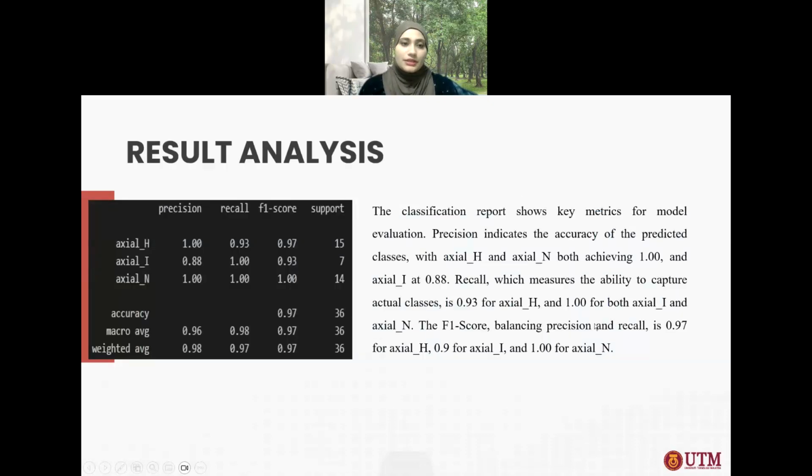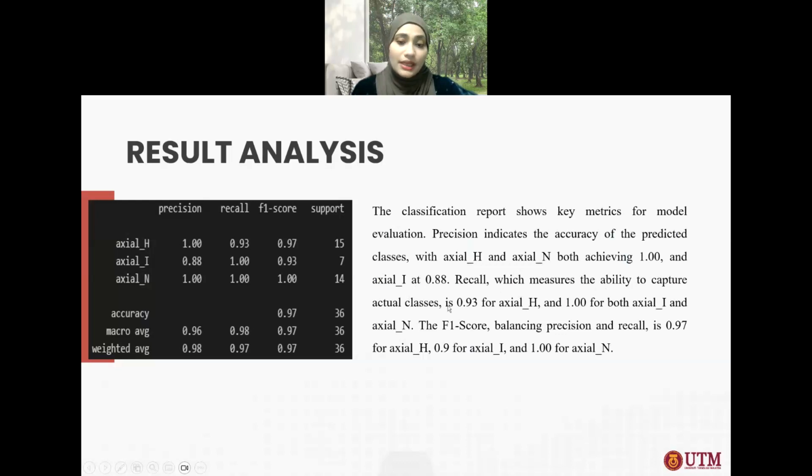So next we move to the precision. This is for the axial imaging view. The classification report shows key metrics for model evaluation. Precision indicates the accuracy of the predicted classes, with hemorrhagic and normal both achieving 100% and axial ischemic at 88%.